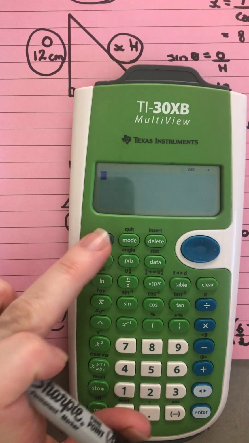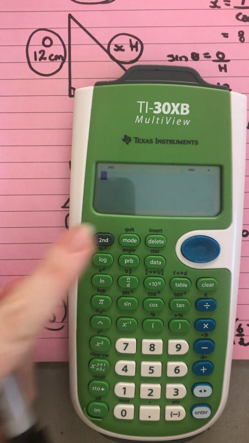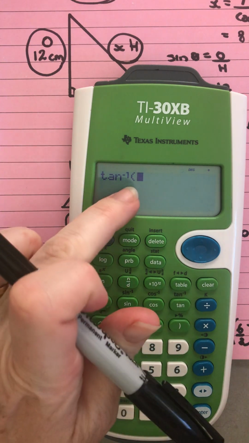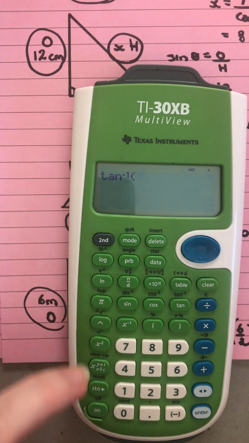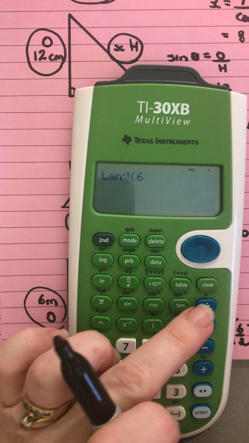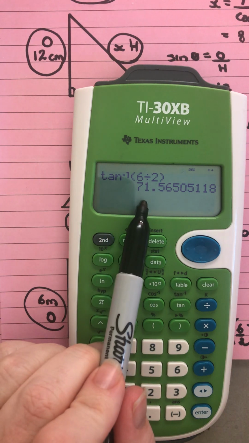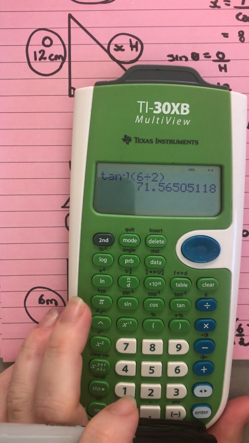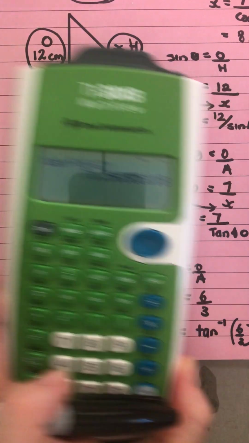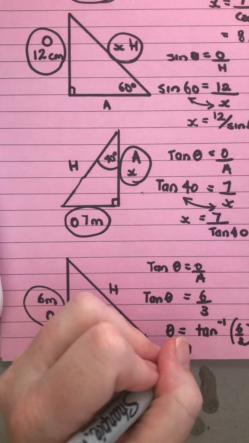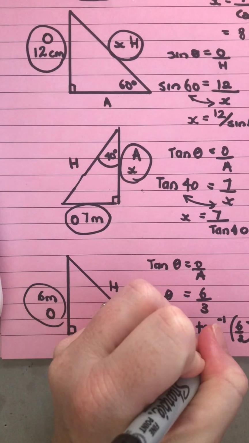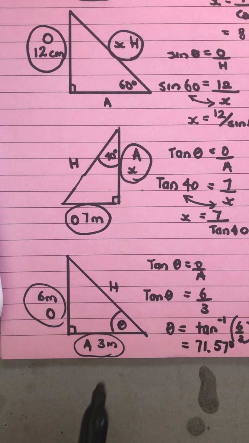So when I do that on my calculator, I'm using this second button here. So I'm going second tan, and see how that comes up on the screen to the power of negative 1. And then I can put that fraction in there. And 6 divided by 3. And then get enter. And see how I get this number on my screen, 71.565. So I'd round that to 71.57. That answer is going to be degrees, because we've found our angle.